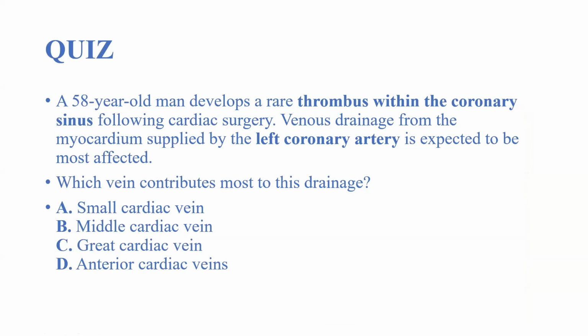So if I ask you about the venous drainage of the heart, you can answer this in the comment section. A 58-year-old man develops a rare thrombus within the coronary sinus following cardiac surgery. Venous drainage from the myocardium supplied by the left coronary artery is expected to be most affected. Which vein contributes most to this drainage? Option A is small cardiac vein, B is middle cardiac vein, C is great cardiac vein, and D is anterior cardiac vein.